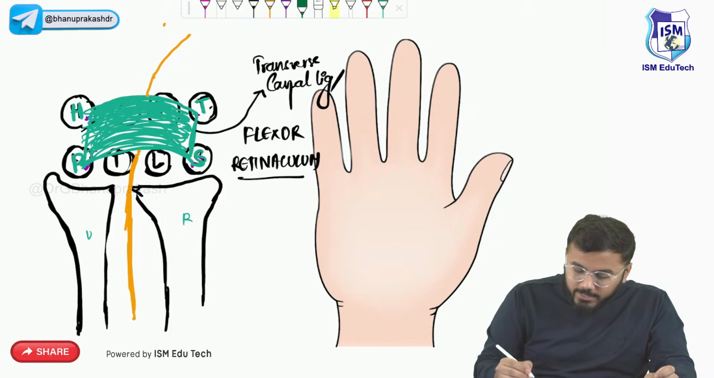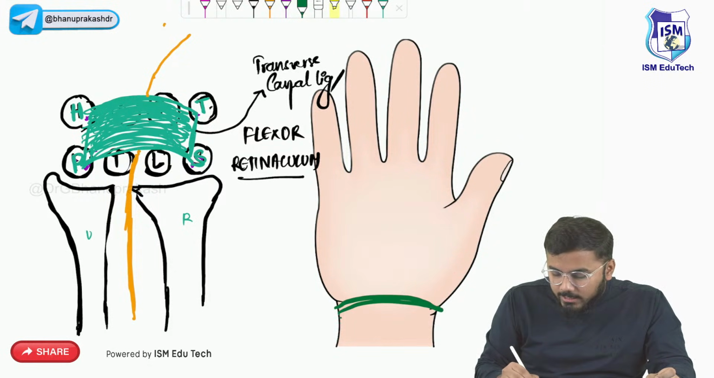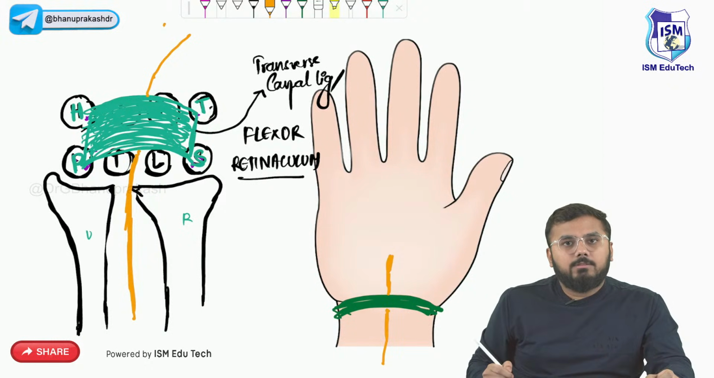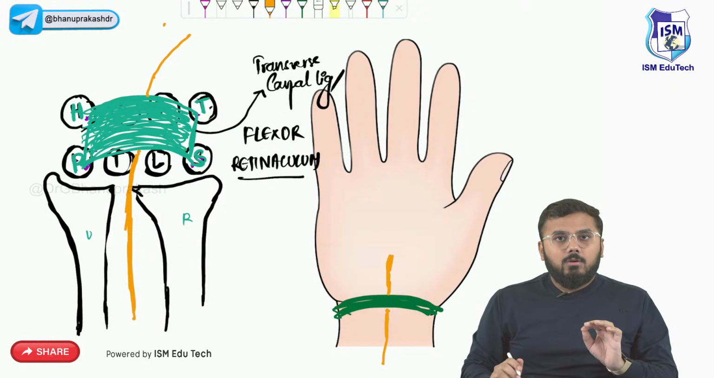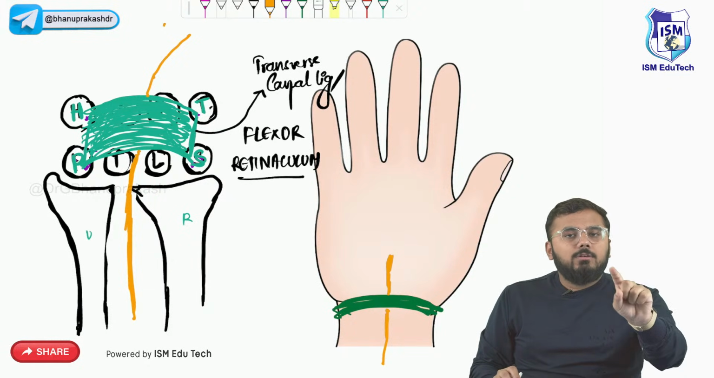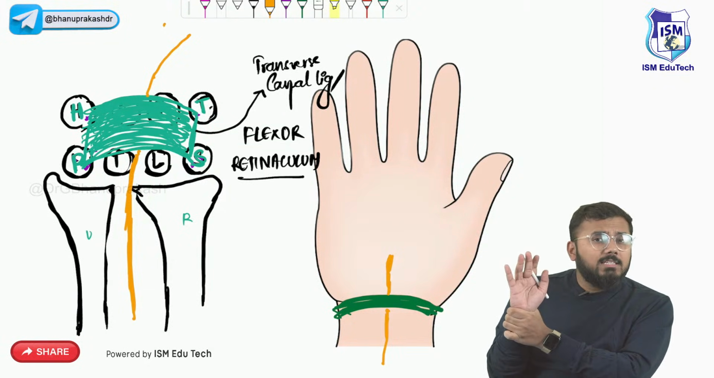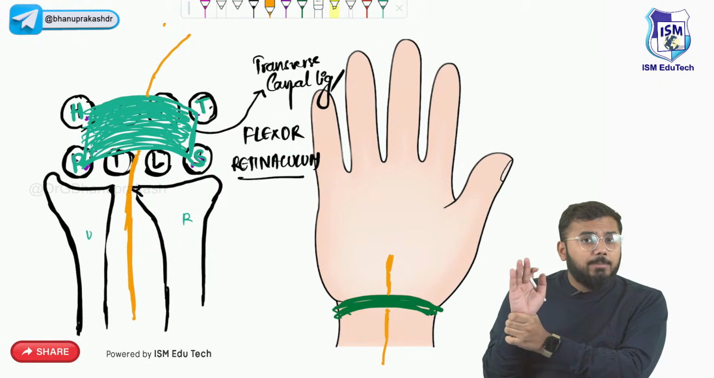So it means, for example, here I have got my flexor retinaculum like this. The median nerve comes all the way, passes beneath the flexor retinaculum and comes out like this. Now here what will happen? Median nerve supplies in the hand. Median nerve supplies how many muscles, guys? Tell me.